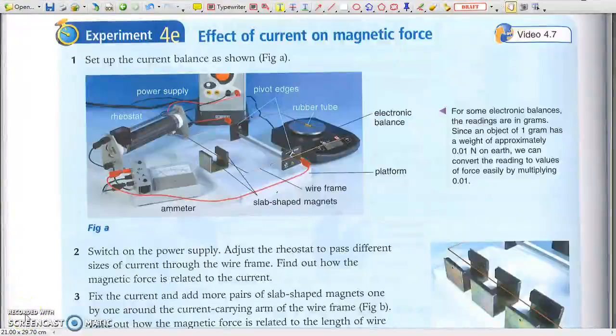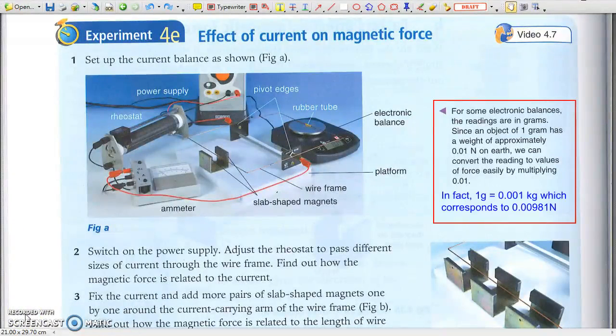First, let me give you some hints about using the balance reading to find the induced magnetic force. An increase in 1 gram of the balance reading should correspond to 0.00981 Newton.